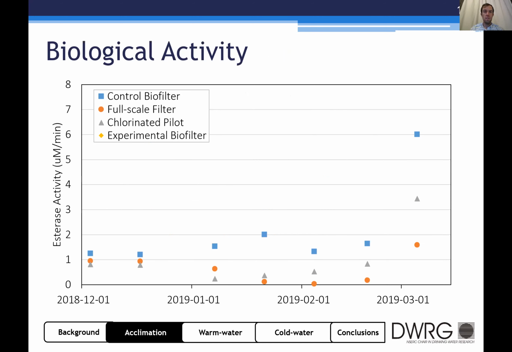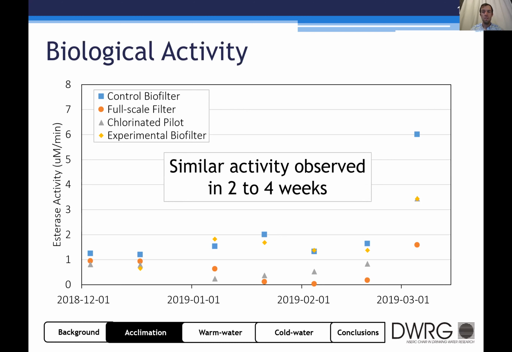So we also looked in parallel at biological activity to see what biofilter function looked like. And we can see that each of these filters showed a similar trend. The control biofilter had the most activity, full scale and chlorinated had subsequently less activity. And esterase activity is really just looking at the degradation of a simple organic carbon compound, just a single carbon acetate.